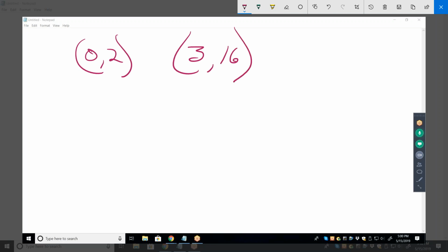Choose the correct equation for an exponential function with initial value 0, 2 that passes through the point 3, 16. Okay. What is the standard format for an exponential equation? Y equals A B to the x. Notice the x is in the exponent. Which is far different than when the x is down on the algebra line.